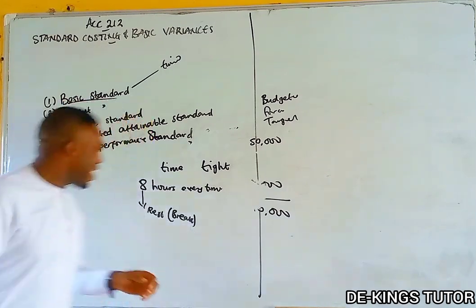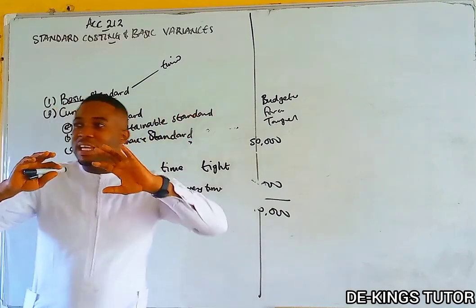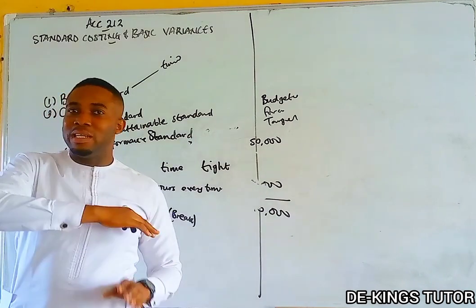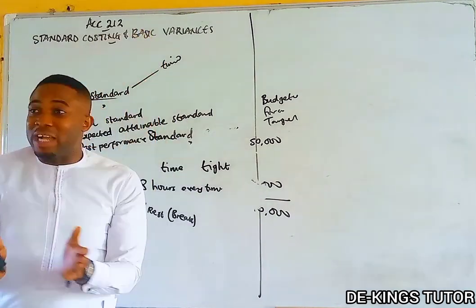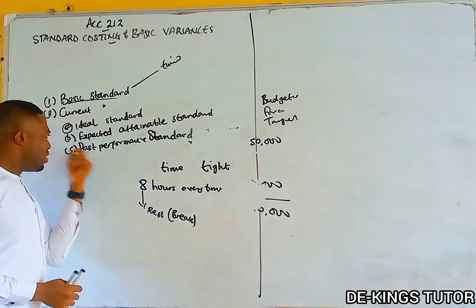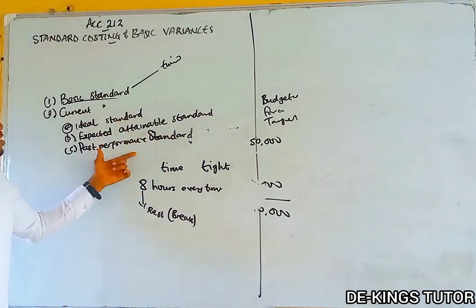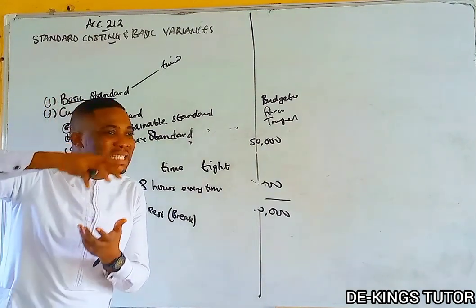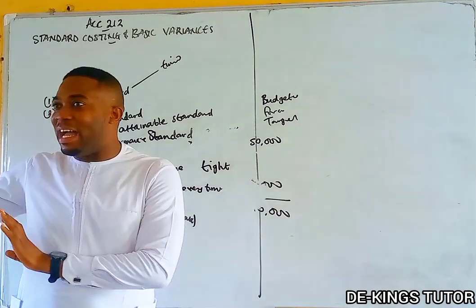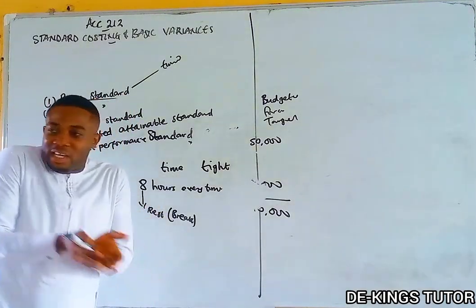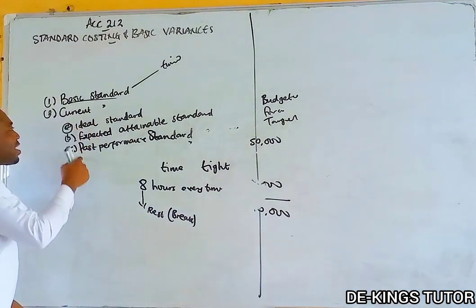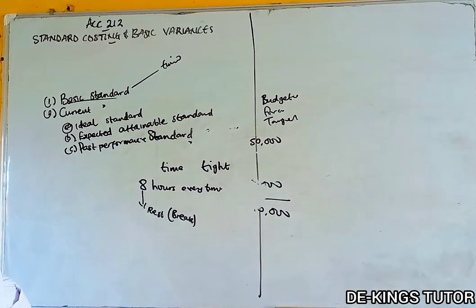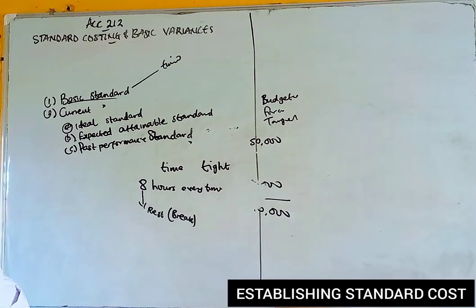Do you understand? Okay. So the expected attainable is where you are taking into consideration the losses or idle time or break, so that you are not assuming a 100% perfect work condition. Do you understand? So the past performance standard is where you are looking at the previous standard you have set, how it has been successful, how it has worked thus far. Then you want to bring it to determine the correct standard. Remember, all these three are under the current standard. So that is establishing standard cost.